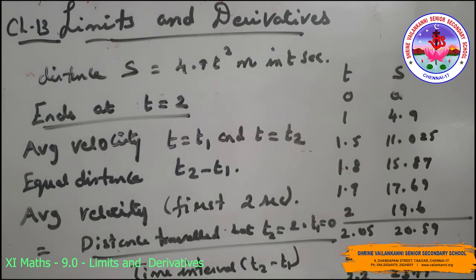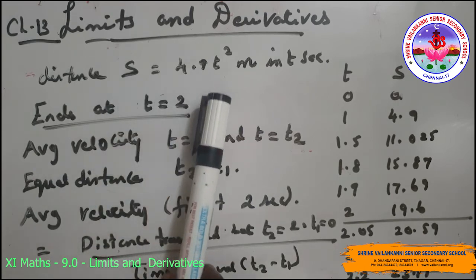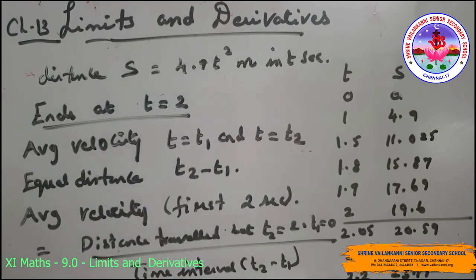Physical experiments have confirmed that a body dropped from a tall cliff covers a distance of 4.9 t square meters in t seconds. That is, the distance s in meters covered by the body as a function of time t in seconds is given by s equal to 4.9 t square. This table gives the distance traveled in meters at various intervals of time in seconds of a body dropped from a tall cliff. The objective is to find the velocity of the body at time equal to 2 seconds from this data.